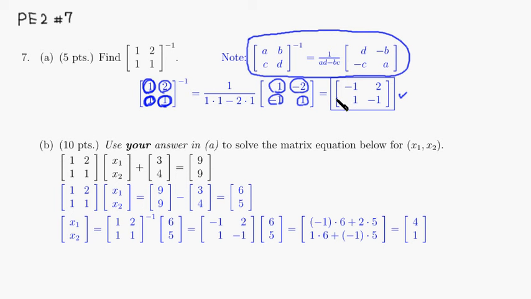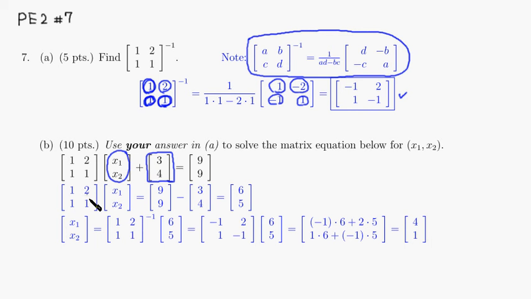How about part B? In part B, we want to solve this matrix equation. You try to do it like a regular algebraic equation, so we want to isolate x1, x2. The first thing we should do is try to get rid of this matrix [3, 4] here, so we subtract that matrix from both sides.